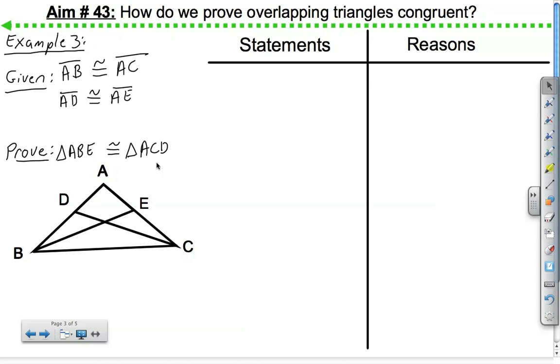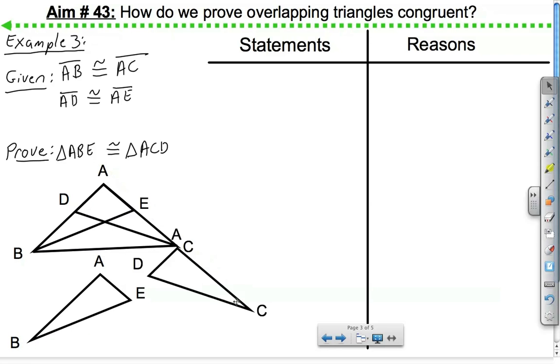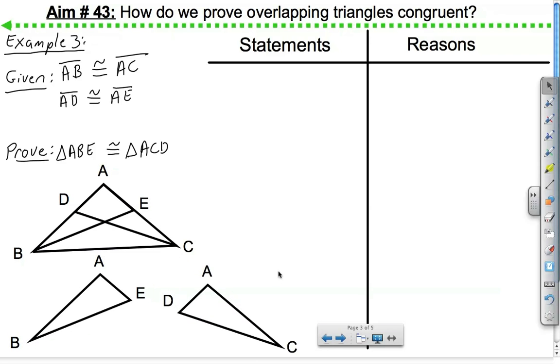Alright, so if we take a good look at this, they are overlapping triangles because this little area right here is shared by both of them. So as I've mentioned before, what we're going to do is separate the triangles. So we have triangle ABE and triangle ACD, and we're going to mark all the diagrams. The first thing in our proof is going to be what do they have in common, if they do have anything in common. So both the triangles share angle A, which is right here, angle A.